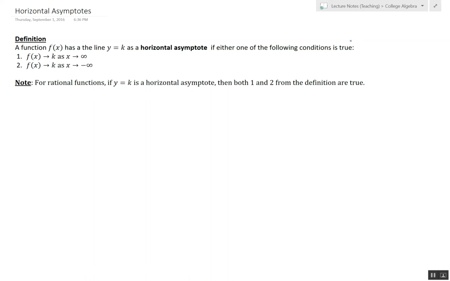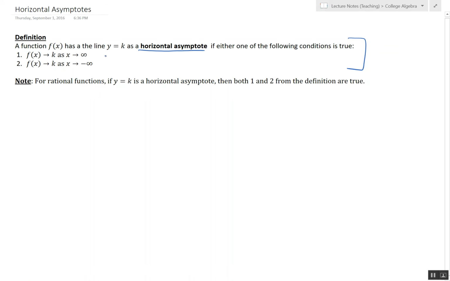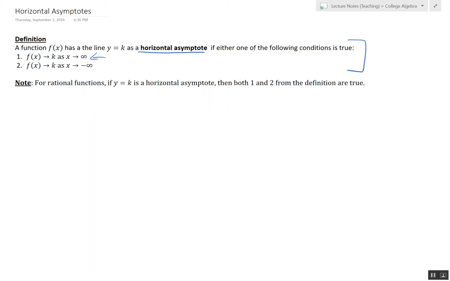So notice our definition here is that a function has the line y equals k as a horizontal asymptote if either one of these conditions is true. The first condition is if x gets really large, so x goes to infinity, then f of x will get really close to k. Or, and this is an or, either one of these can be true, or both of them, as x gets really small, so as x approaches negative infinity, f of x gets really close to the value k.